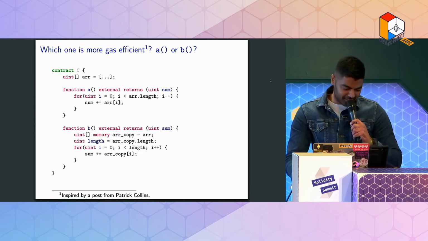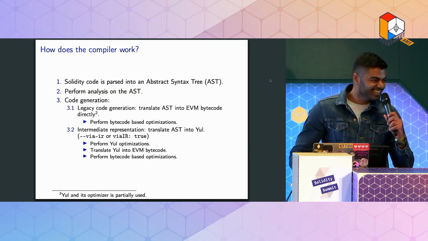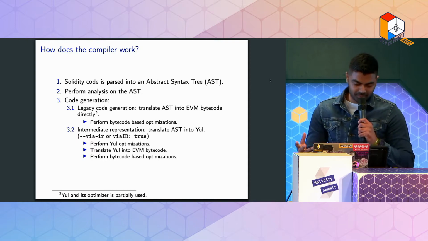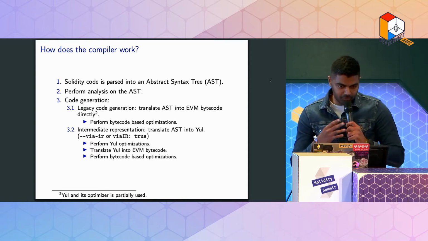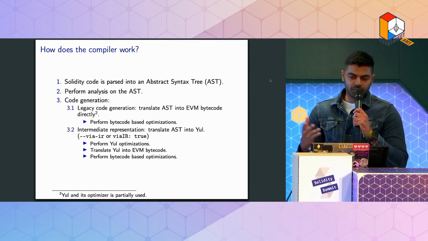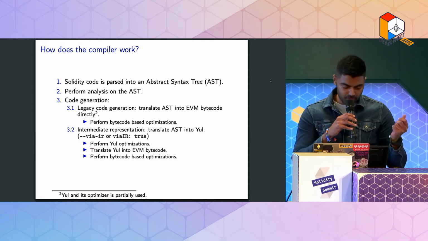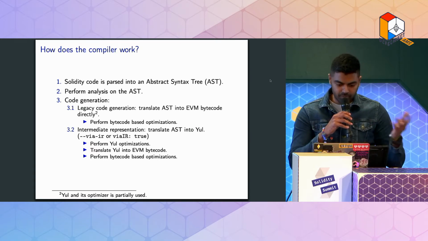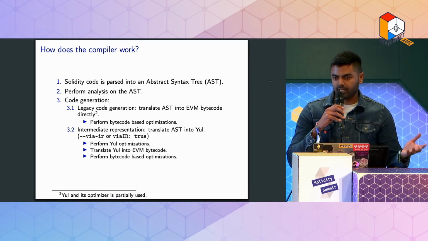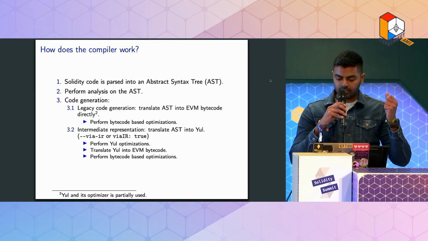I won't answer this right now, but that kind of motivates why we need an optimizer. We need an optimizer because we want to write simple code, and we want it to be as gas efficient as possible. But before I get into what the optimizer is, we have to understand how the compilation works at a very high level. So you start with the parsing.